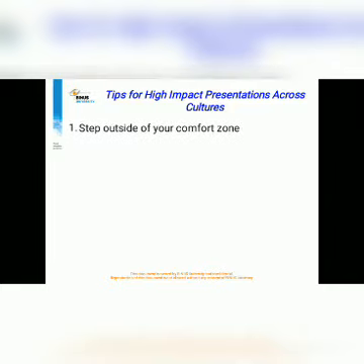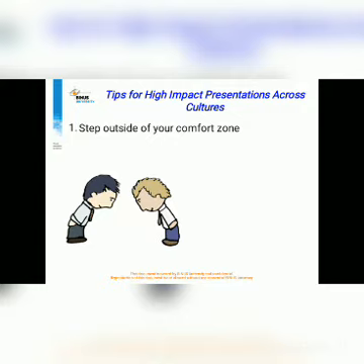First, step outside of your comfort zone. It means that we have to stand back from our point of view and acknowledge other people's cultural beliefs. For example, if you are going to present to Japanese audience, you may want to consider giving a small bow while you say the greeting.